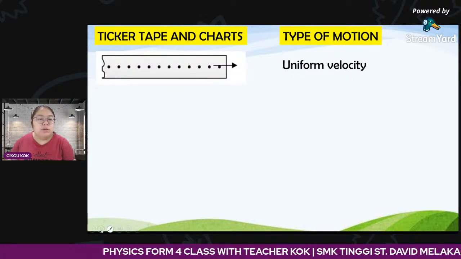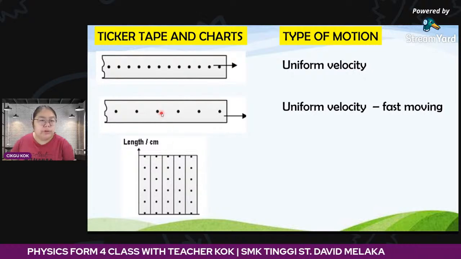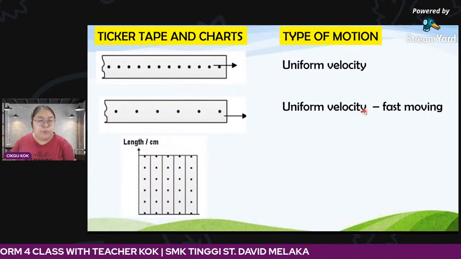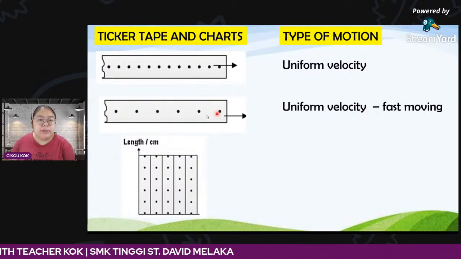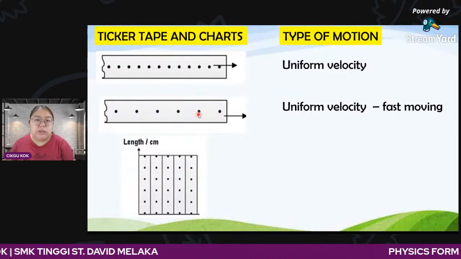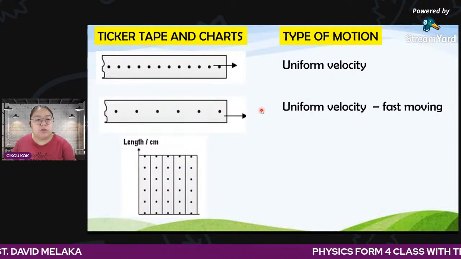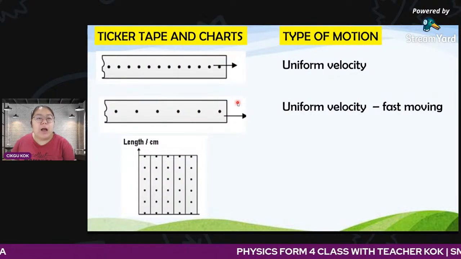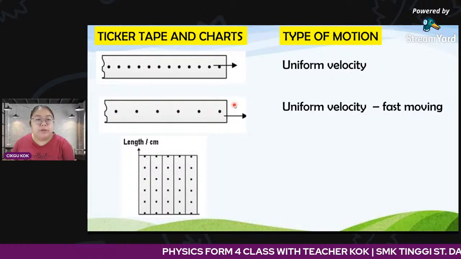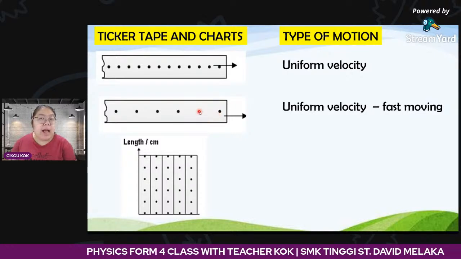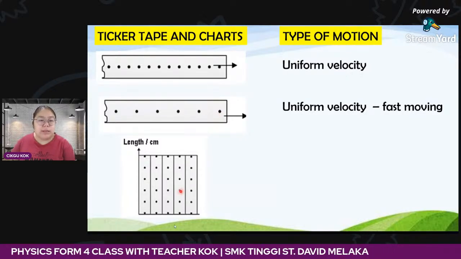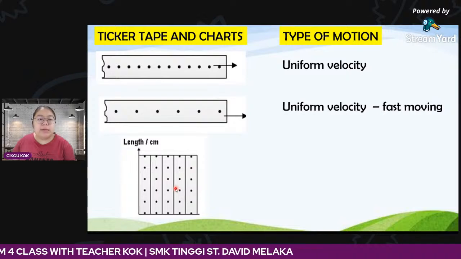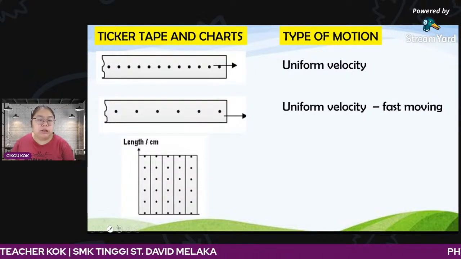Another one, this one is also uniform velocity, but this one I pull a little bit faster. Can you see the dots are further apart? So this one we also call uniform velocity, but now I pull a little bit faster, so you can see the dots further apart. When I cut it and paste it side to side, they become like this. So this one is called uniform velocity.